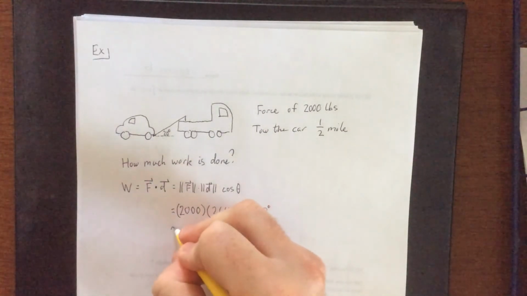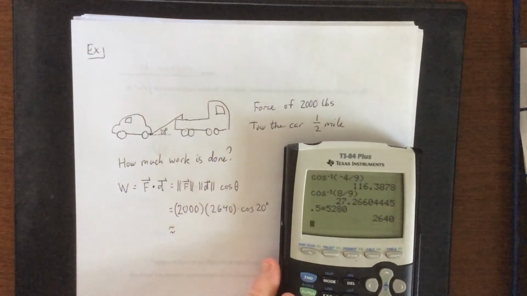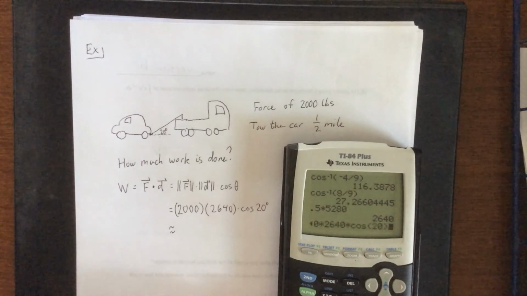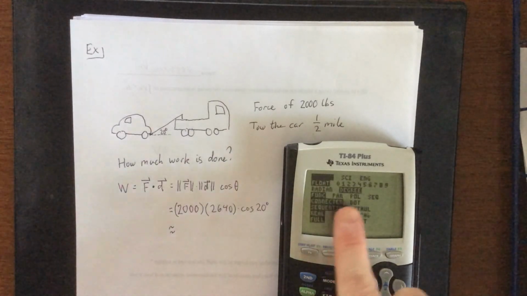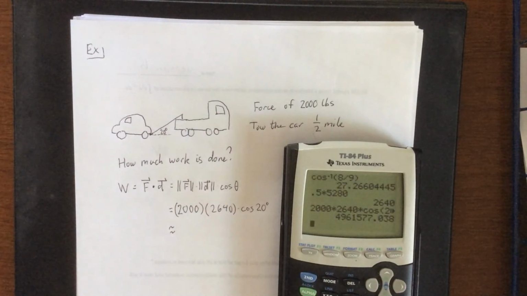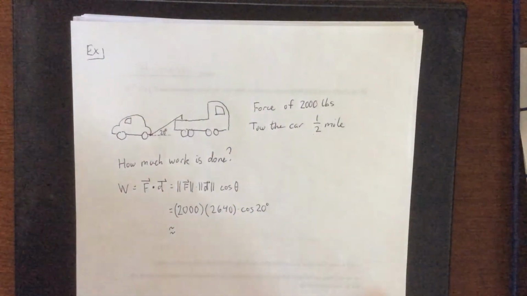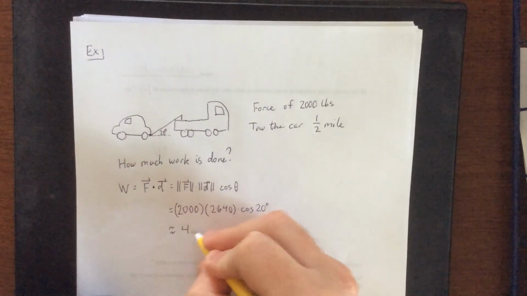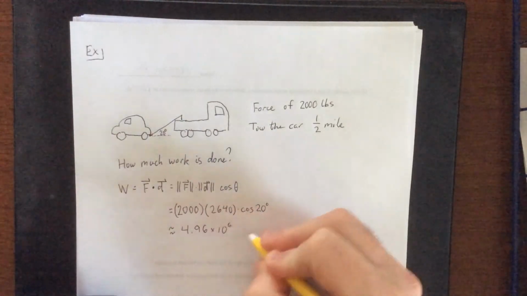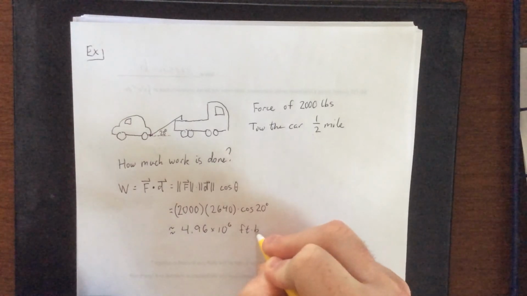Given that it's a real-world problem, I would like to figure out real-world numbers for it. So we'll take that 2,000, multiply by 2640, and multiply by the cosine of 20 degrees. I'm going to verify that my calculator is in fact in degree mode before pressing enter, and getting that we did about 5 million foot-pounds worth of work. We'll call this 4.96 times 10 to the 6th foot-pounds.